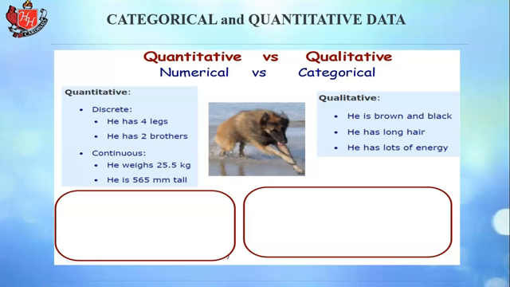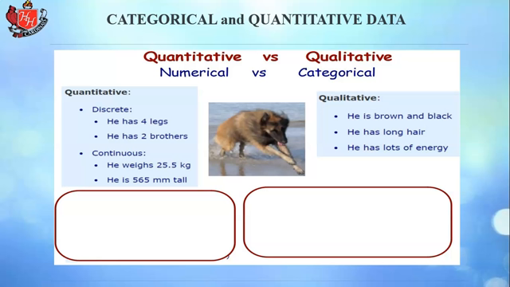So here's a little comparison of the two. On the left you have quantitative or numerical variables. So that would be, for this dog, for example, how many legs it has, 4. If it has brothers and sisters, how many? Its weight can be expressed as a number. Its height can be expressed as a number.